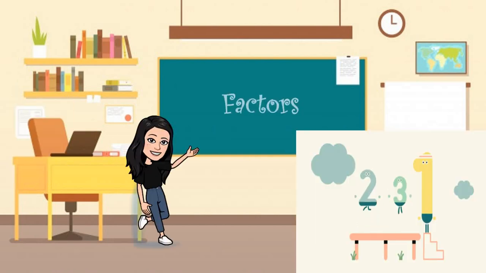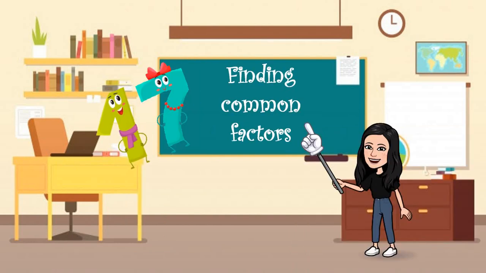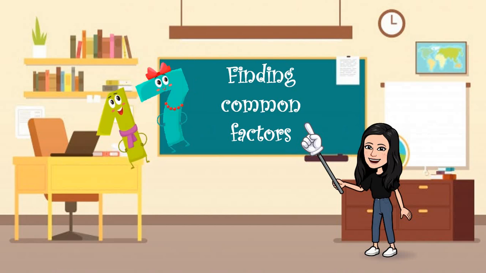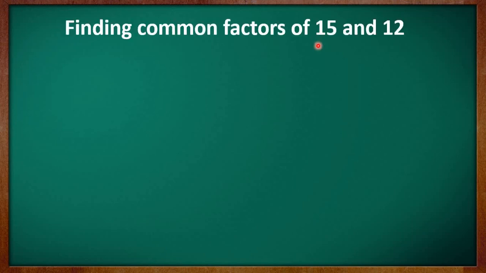Kids, in the previous class, we learned about the concept of factors and how to find factors by multiplication. Today, let's learn how to find the common factors if two numbers are given. Let's do it with the help of an example. Here, numbers 15 and 12 are given to you and you have to find the common factors for these two numbers. Kids, in order to find the common factors, first we will find the factors of 15 and 12 individually.